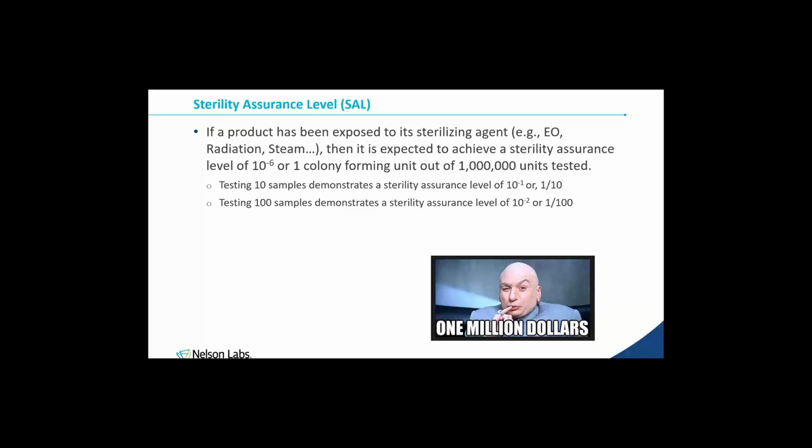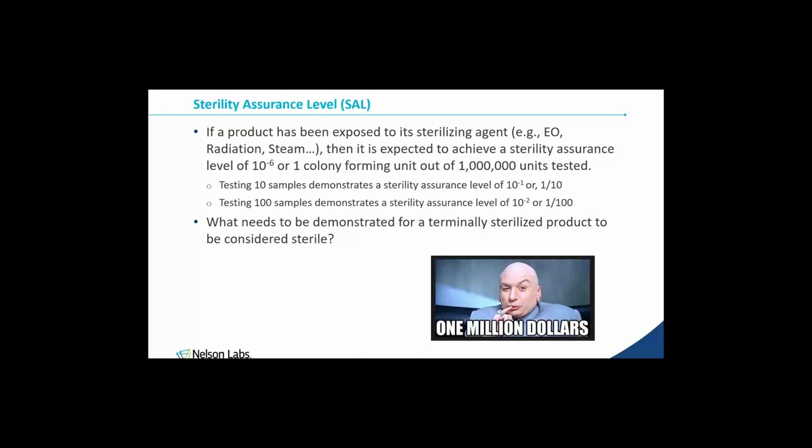So let's say I have my product and I test 10 samples. What is that 10 samples actually showing? Well, that's a sterility assurance level of 10 to the minus 1, or a 1 in 10 chance. I'm only to an SAL of 10 to the minus 1. If I take it a step further, if I test 100 samples, I'm still only demonstrating a sterility assurance level, an SAL, of 10 to the minus 2.